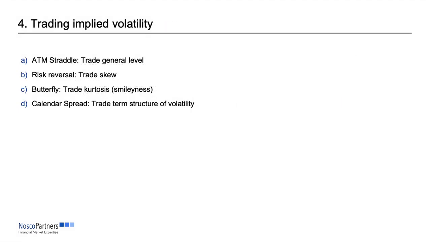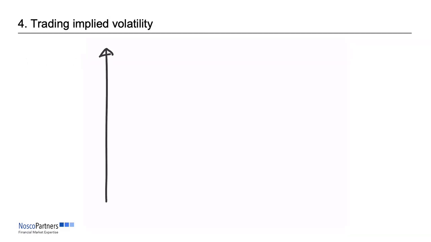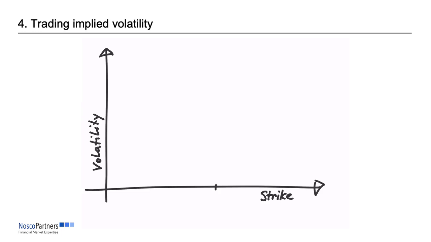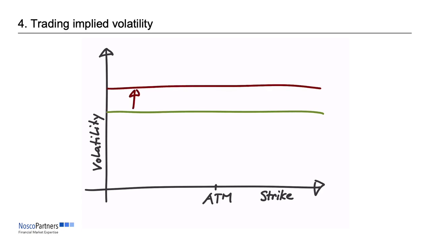Let's briefly summarize the typical trades to harvest a view on implied volatility. Say we start with a flat volatility structure. No skew, no smile. We have the strike prices on the x-axis and the implied Black-Scholes volatility on the y-axis. The volatility is the same, say 20%, for all strikes. If your view is that the general level of volatility increases, you want to be long Vega, and the purest way to express this is to buy at-the-money options, typically at-the-money straddles.